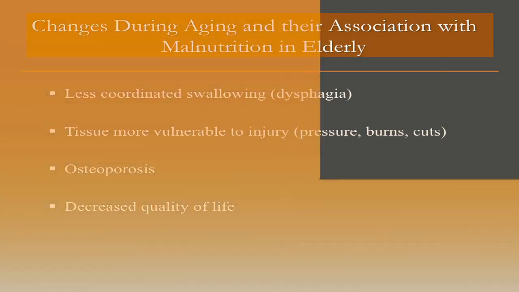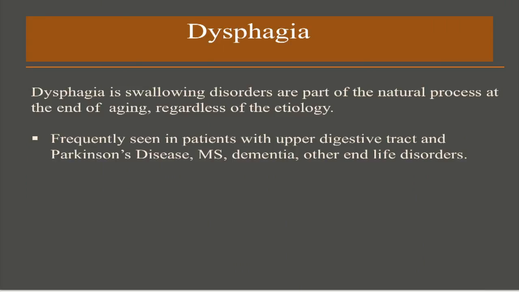Dysphagia, or swallowing disorder, is a part of the natural process of aging. Regardless of etiology, as we get older and muscle tone changes, some dysphagia happens. However, in some patients with chronic illnesses, the problem is exaggerated, with issues like Parkinson's disease, MS, dementia, and other end-of-life disorders.